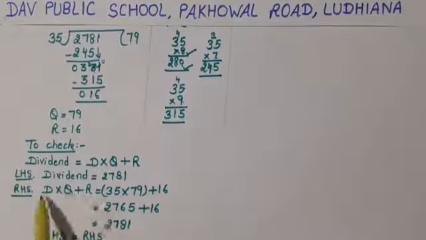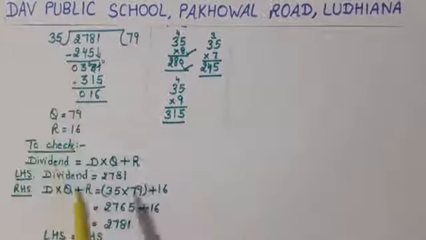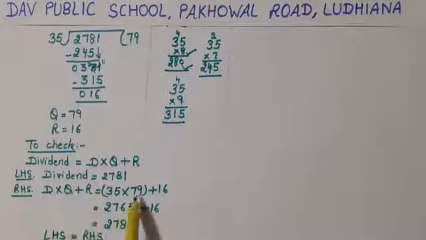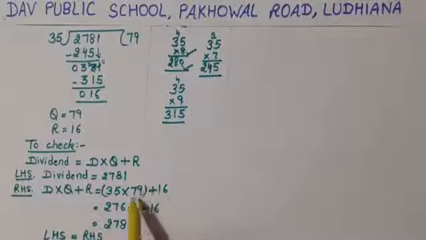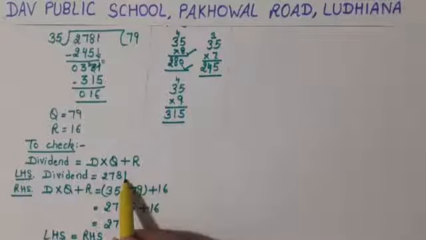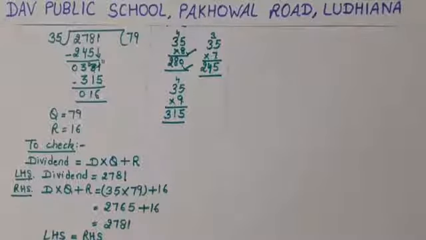which is equal to, D is the divisor. Divisor is 35. Multiply by quotient. Quotient is 79 and plus remainder. Remainder is 16. So we will multiply 35 and 79 first, right? You can multiply it in rough work, right? It will be 2765 plus 16. And add these numbers. It will be 2781, which is same as left hand side, dividend, right? So LHS equal to RHS, right? Hence check.